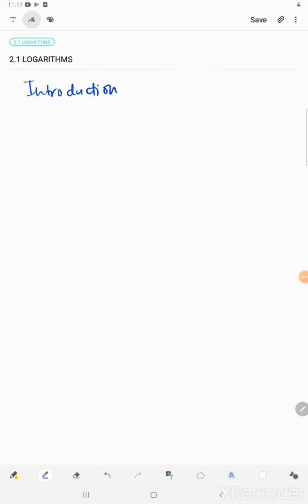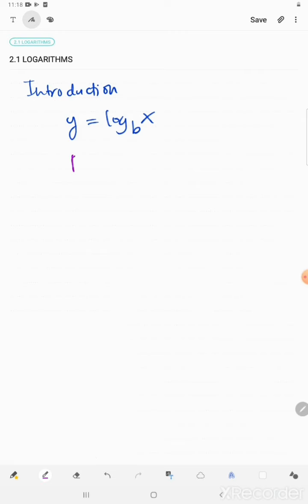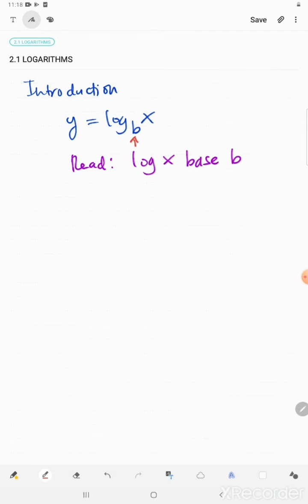For introduction, basically we write log x. So how can we read this expression? Normally we read as log x base b. If you can see here, we have a small letter b. This is what we call the base.